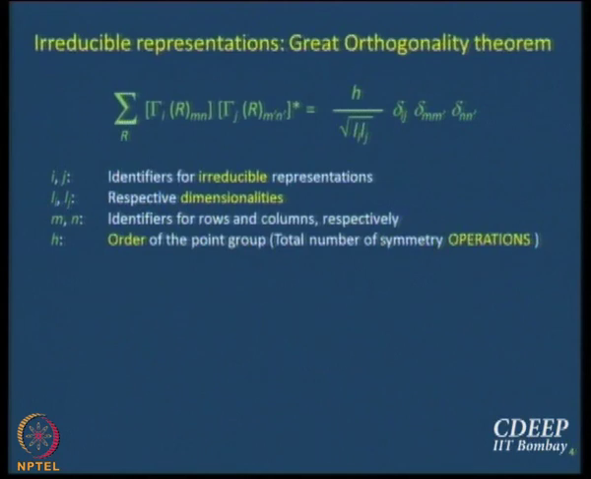So, today what we want to do is talk about irreducible representations, and for the time being we want to take the great orthogonality theorem axiomatically. We are going to derive this also, but after some time. So, this is what the great orthogonality theorem says. Just have a look. After all our discussion so far, I think this is not very scary anymore.